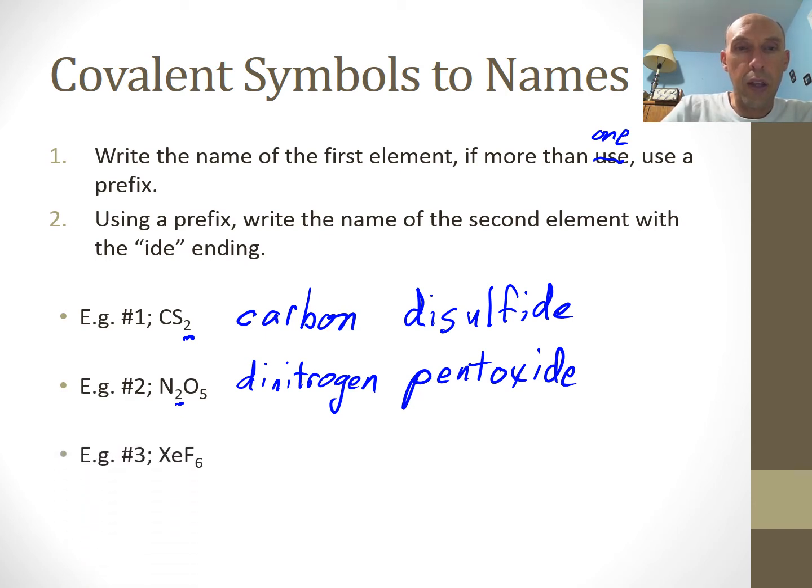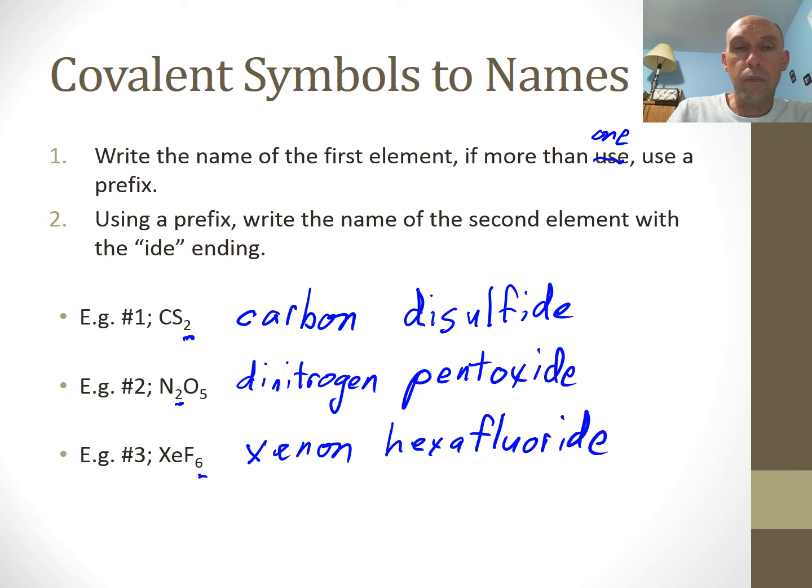And the last one of these, XeF6. Xenon, no prefix because there's only one of them. 6 is hexa, fluoride. Hexafluoride. Okay, so the first one only gets a prefix if there's more than one of them, and the second one always gets a prefix. And the ending changes to IDE. So that's converting symbols into names.